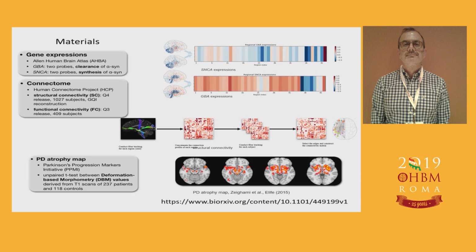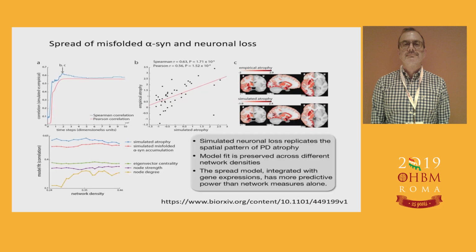And what we found is that we could very strongly predict the amount of atrophy in patients. So you can see in panel C, comparing the empirical atrophy to simulated atrophy based on this model. And you can see that the correlation in panel B is very strong between the model and the actual data.